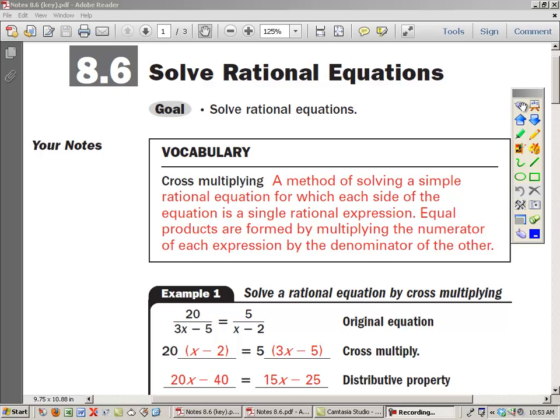All right, welcome to your final lesson from Chapter 8. This is Lesson 8.6 on solving rational equations. We've been doing an awful lot with rational expressions, again, anything with some sort of a fraction where you've got an x in the numerator and the denominator. Now we're going to be looking at solving some of these that have fractions with x's in them.